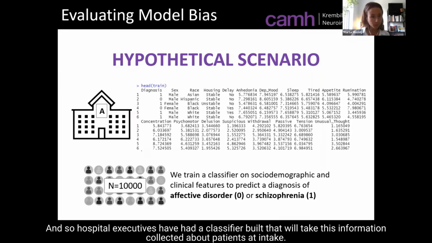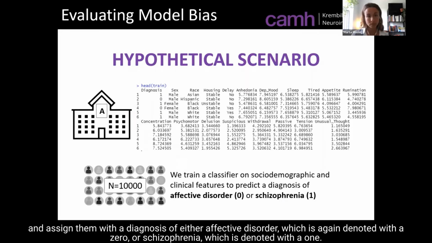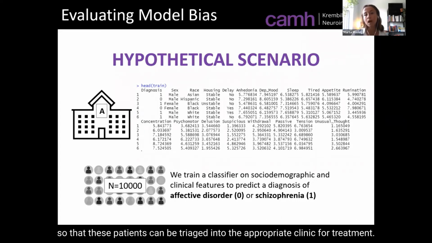And so hospital executives have had a classifier built that will take this information collected about patients at intake and assign them with a diagnosis of either affective disorder, which is again denoted with a 0, or schizophrenia, which is denoted with a 1. And so these executives have trained a binary classifier on this data to assign new incoming patients a diagnosis so that these patients can be triaged into the appropriate clinic for treatment.